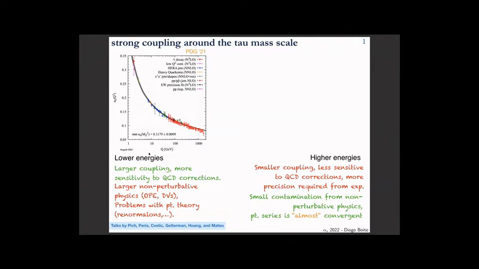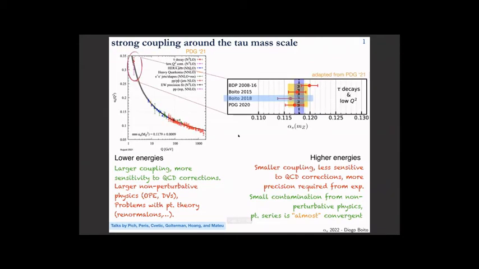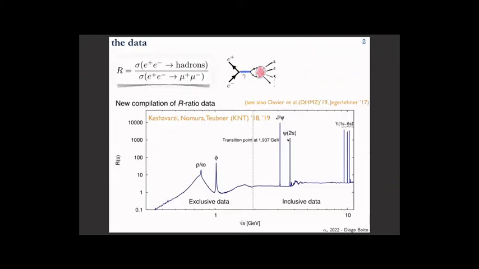So I'm going to talk specifically about this determination of alpha S, which is in the PDG average. That's the one I'm talking about, Boito 2018. And this is what the PDG now calls a low Q squared determination of alpha S. So we're using R of s data. This is the usual ratio of the cross section e+ e- to hadrons divided by e+ e- to muons. We're working with the combination done by Keshavarzi, Nomura, and Toivonen. So here I'm going to call them KNT, and they're going to appear in this talk as KNT.